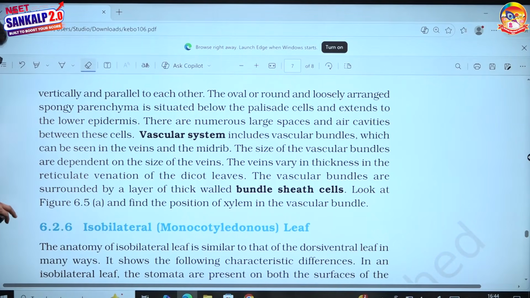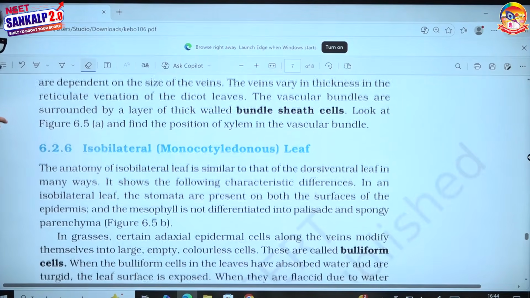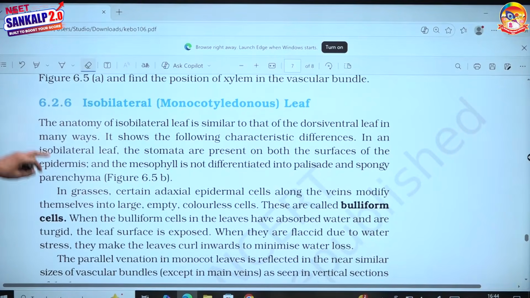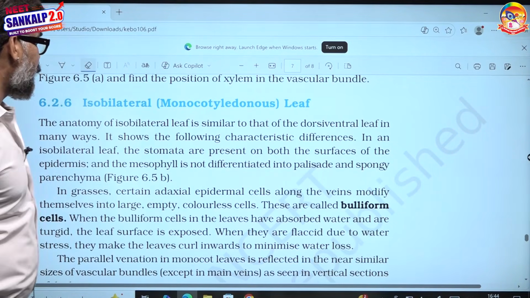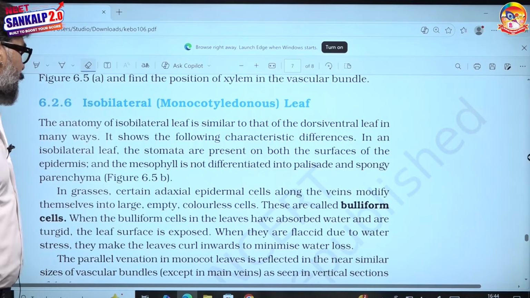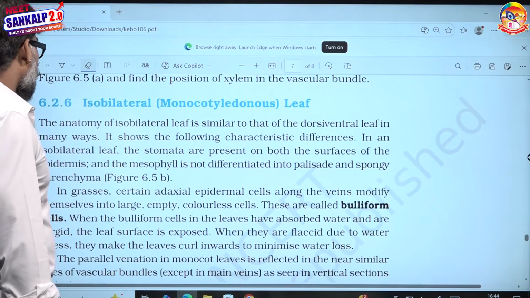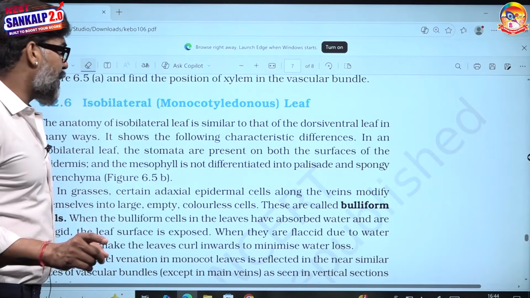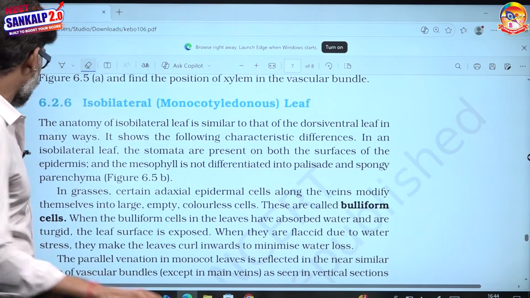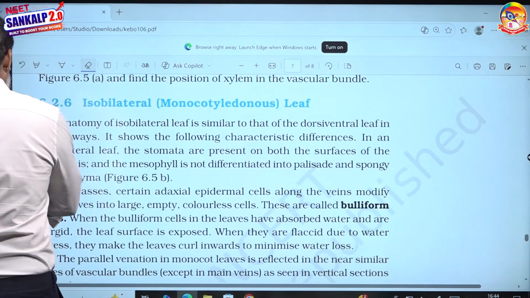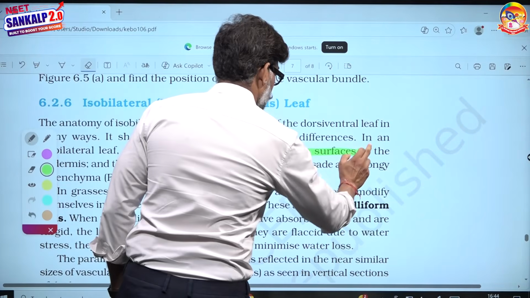Then next is the isobilateral leaf, means monocotyledonous leaf. The anatomy of the isobilateral leaf is similar to that of the dorsiventral leaf in many ways. It shows the following characteristic differences. In the isobilateral leaf, stomata are present on both the surfaces equally. This is one of the differences. Stomata are present on both the surfaces.